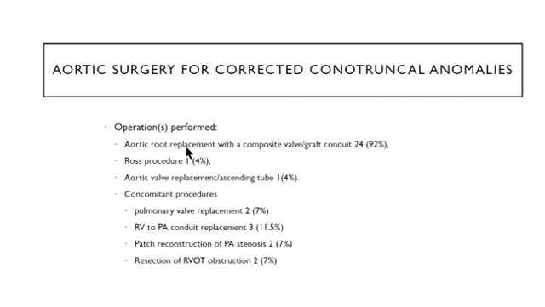Nearly all the patients we've done composite mechanical valve graft Bentall type operations. So we've replaced the aortic root with a Dacron graft. Nearly all of them have been with a mechanical valve that comes as part of the valve graft conduit. One patient had a Ross procedure and one patient a valve and ascending aortic graft. As you can see down here, there are quite a lot of other procedures that go with it, however. So pulmonary valve replacements, conduit replacements, reconstruction of pulmonary artery stenoses, and so on.